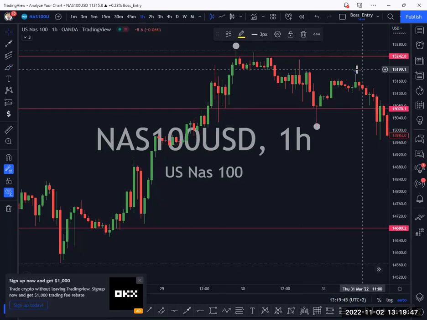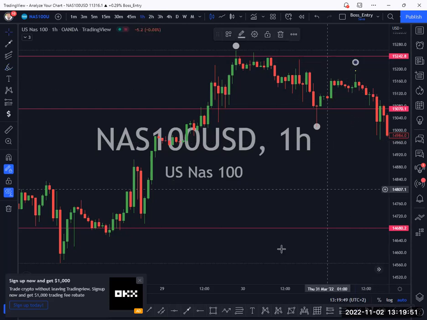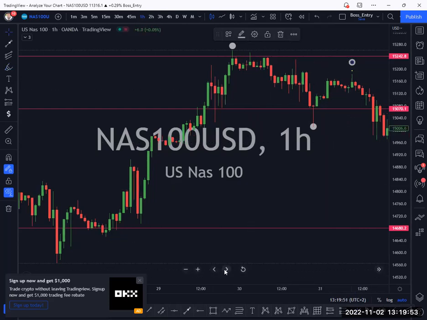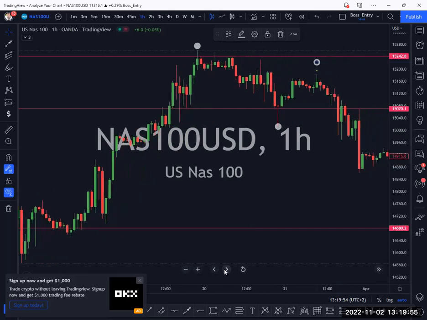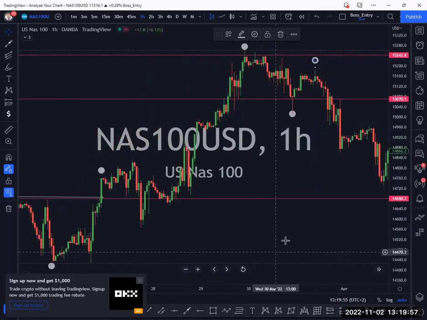Now we're waiting for a manipulation. Manipulation, what is it? It is a lower low or a higher high. So let's check. They went down very deep.